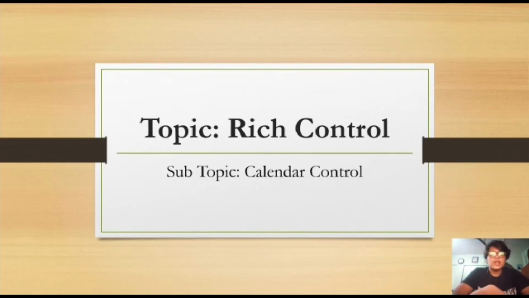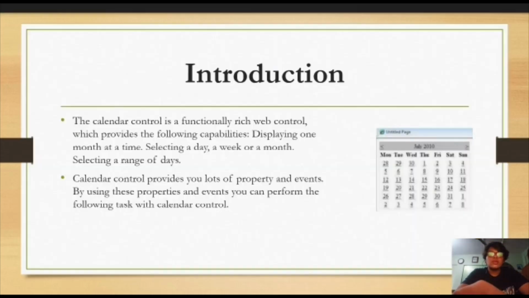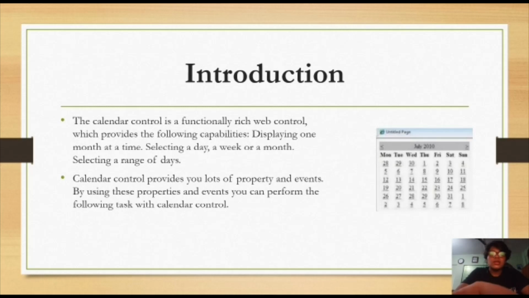Hello everyone, my name is Sharvil and my topic is rich control, and the subtopic is calendar control. First is the introduction. The calendar control is a functionally rich web control which provides the following capabilities: displaying one month at a time, selecting a date, a week or a month, or selecting a range of days. Calendar control provides lots of properties and events. By using these properties and events, you can perform the following tasks with calendar control.